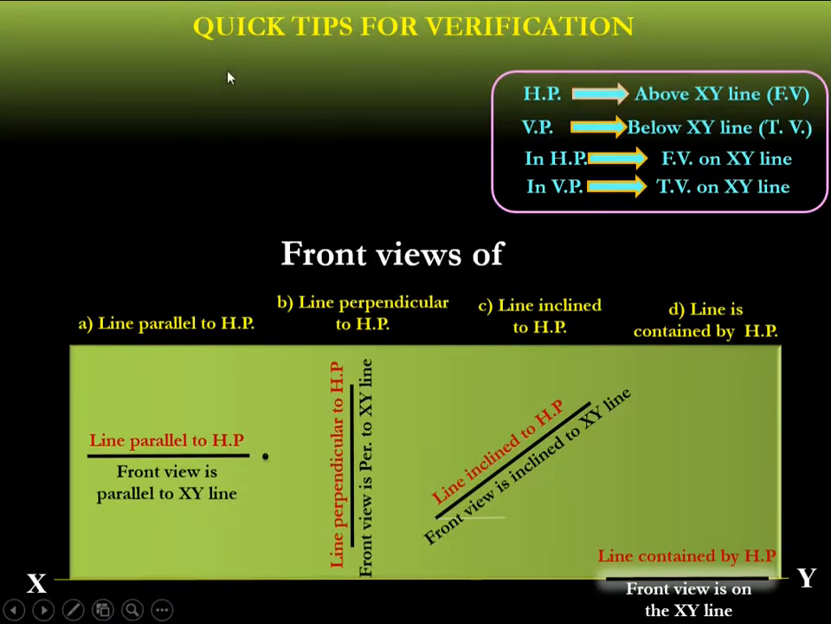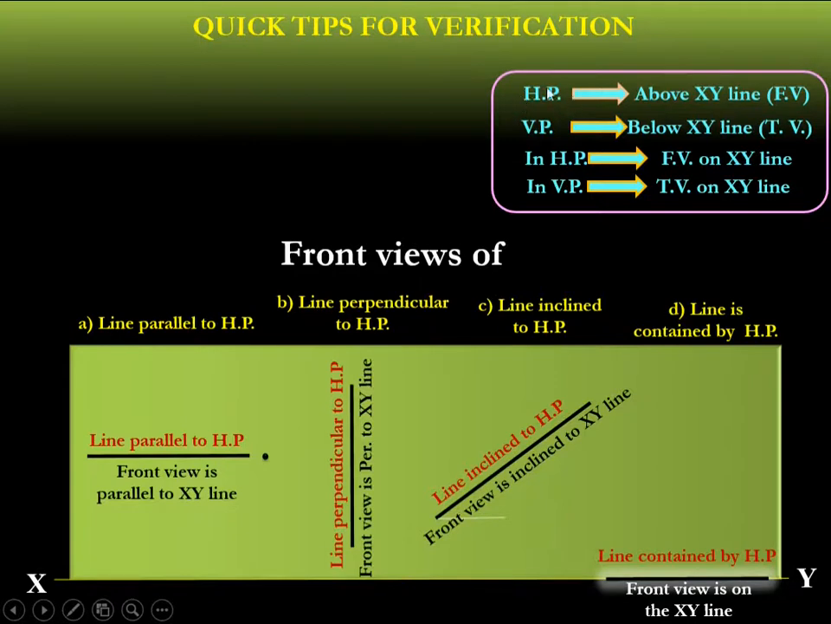Now let me explain the quick tips for verification. Hope this will be highly useful in verifying the final solution of the given problem. Generally we solve problems in projections of straight line related to first quadrant. We all know that the front view must be drawn above the XY line and the top view must be drawn below the XY line.